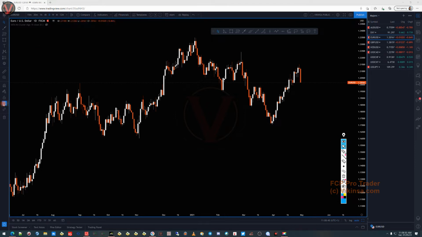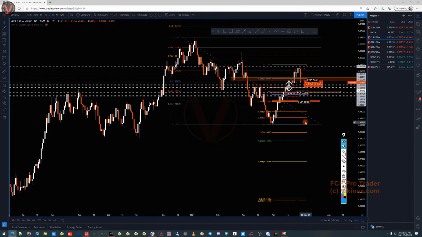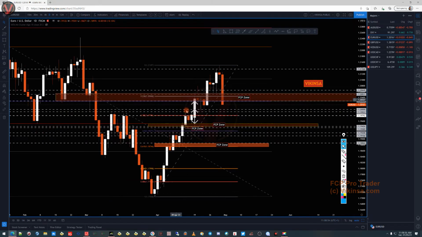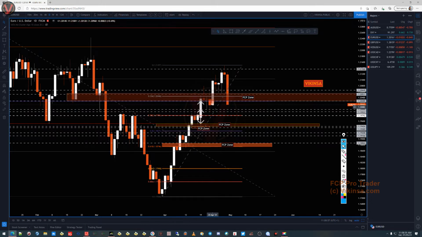Now if I bring in original analysis, this is what we had. Okay, the market was supposed to come to this FCP zone, which it did. There was a lot of rejection around here, and then market broke out and it completed that another extended W pattern here around this level, which was 1.21368, and then market started to fall back down.